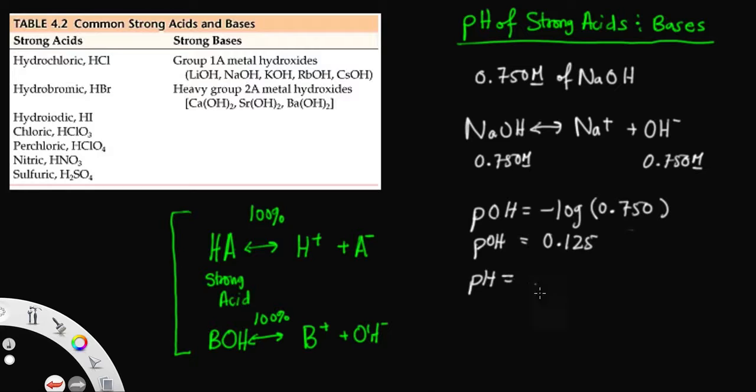To get our pH, we need to do 14 minus our pOH because we know that the pH scale is from 0 to 14. So we know that in order to find the pH, that's simply going to be 14 minus our pOH. So if we do 14 minus 0.125, we should get a pH of roughly 13.875.